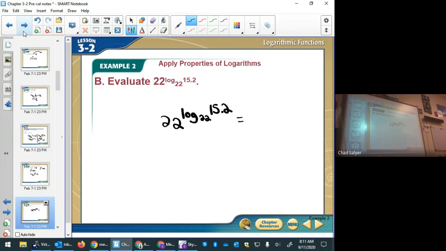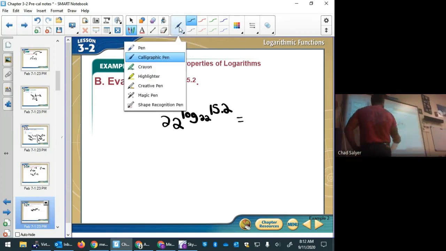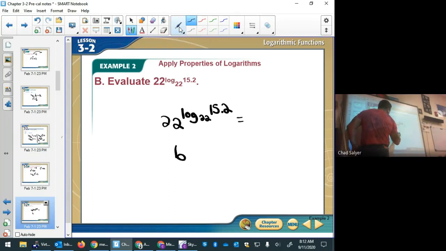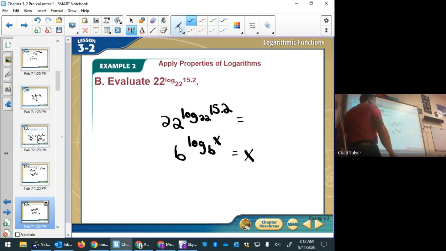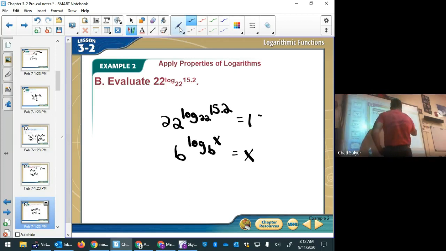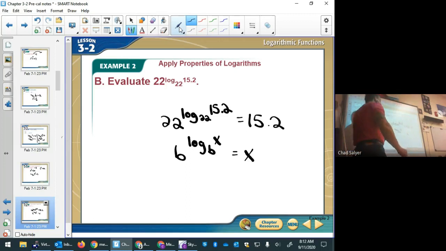Let me give you a hint. Correct, but I'm hoping that you understand why. Because this is 22 to the power I put on 22 to get 15.2. We don't know what this number is, but we know as an exponent of 22, it yields 15.2.